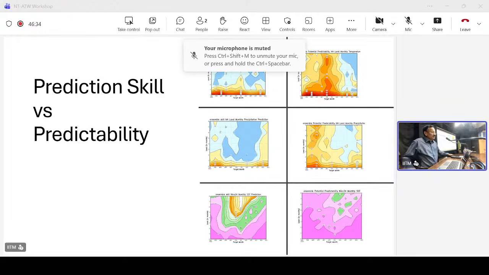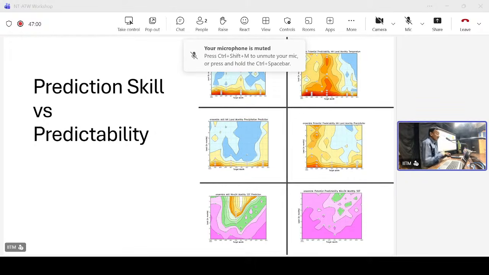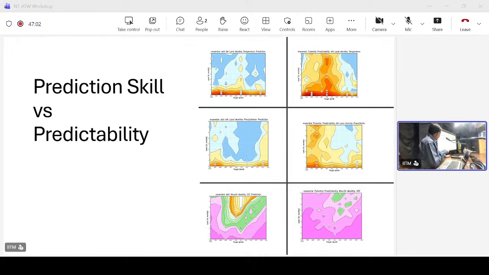So here I'm showing you prediction skill versus predictability. On the left, all these three panels are for different ensemble skill of northern hemisphere land monthly temperature. This is precipitation. This is the SST in the tropics, Niño 3.4. You can see that the skills are very weak for the northern hemisphere land temperature beyond 1 or 2 months. Whereas when it comes to SST, you can see very clearly that you have the skill going up to 6 to 8 months.